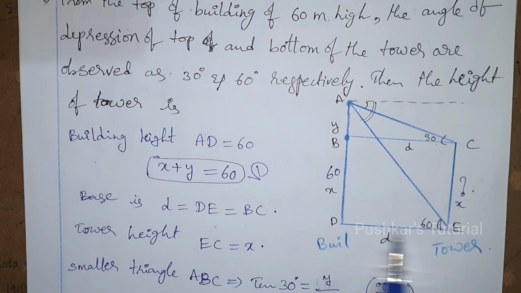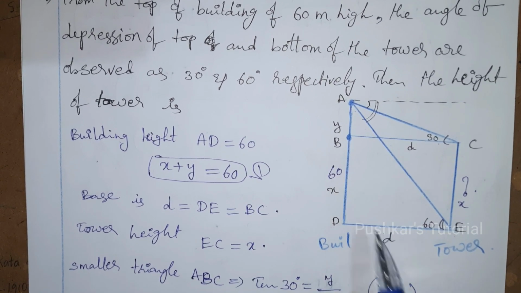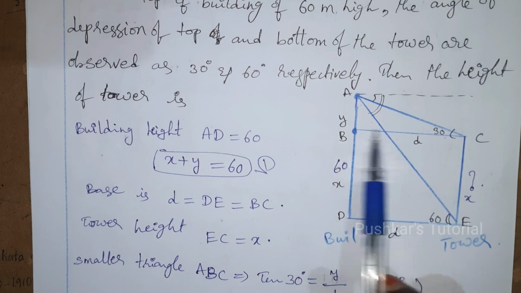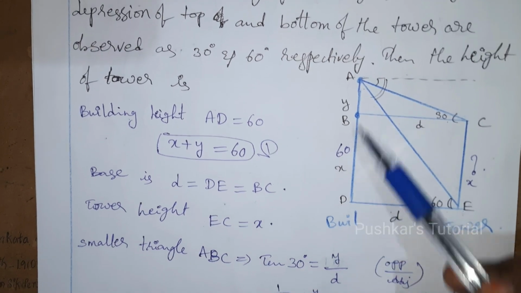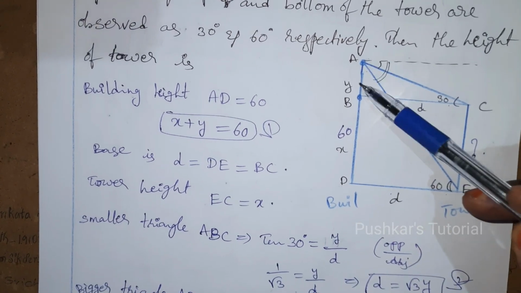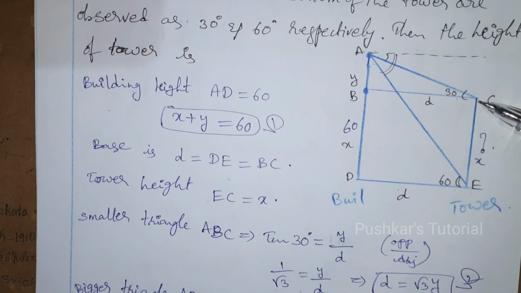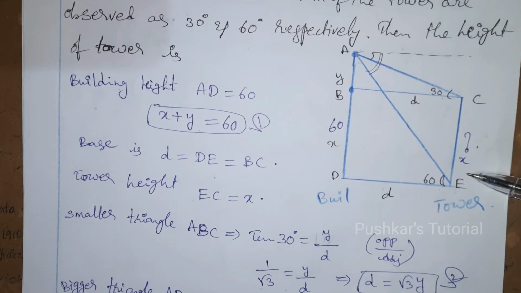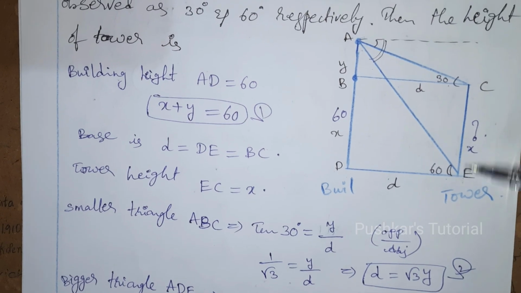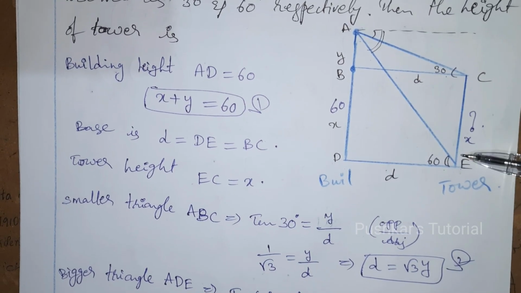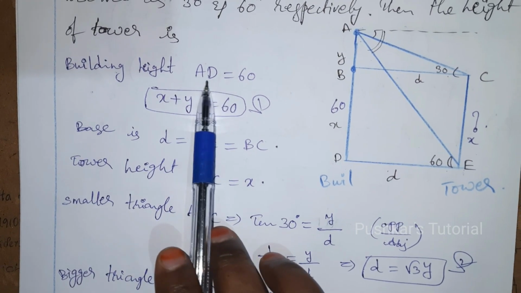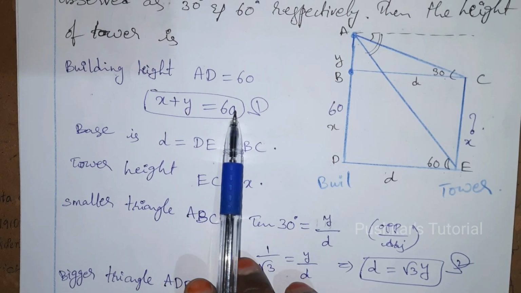So we'll join these two. Here if you take the base as D, this is also D. And here I am taking the height as X, here I am taking Y, together is 60. And here the tower height is X, means the tower height is also X. So we need to find the height of the tower, which means we need to find the value of X. So building height AD is equal to 60, means X plus Y is equal to 60.